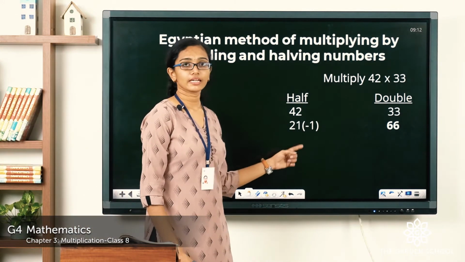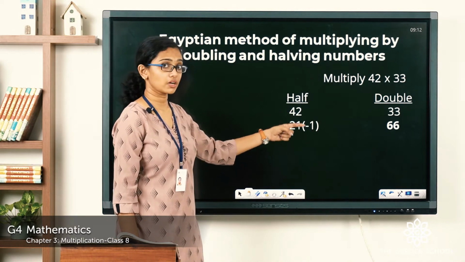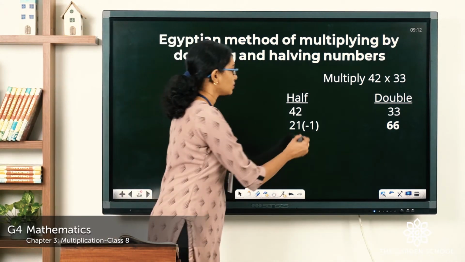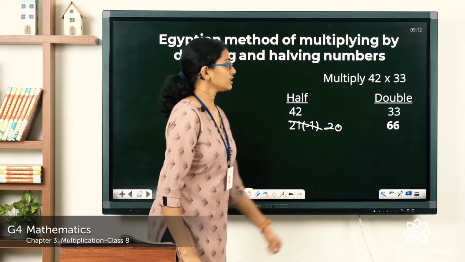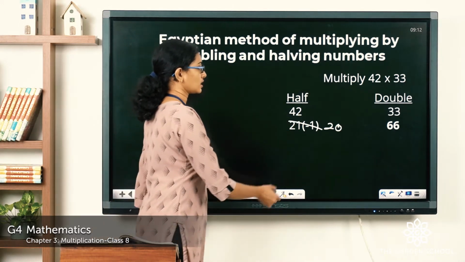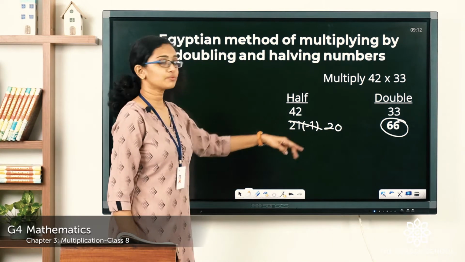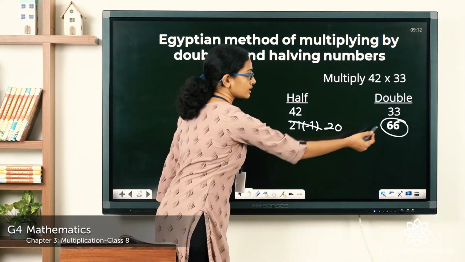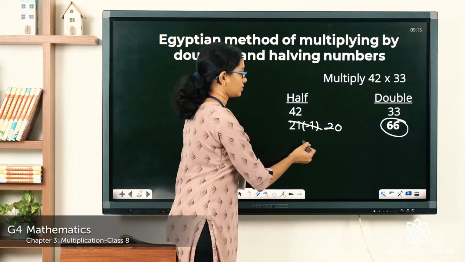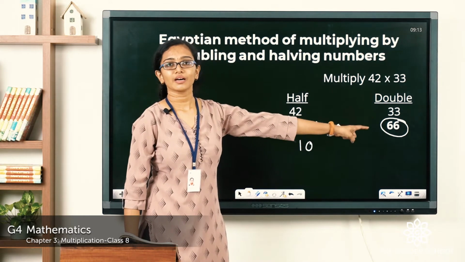So we had the multiplicand as 21 and the multiplier as 66. We have to halve this 21. We cannot divide 21 exactly by 2. So we subtract 1 from 21. That gives you 20 and the multiplier as 66. Now we have 20 and we double 66. And while you do that, you have to note down the multiplier where you subtracted 1 from the multiplicand. So we have noted the multiplier as 66. Now halving 20, which is 20 divided by 2, is equal to 10, and we have to double 66.